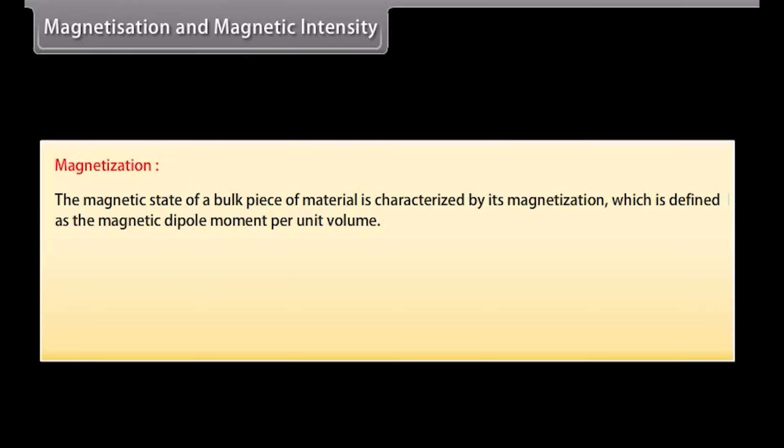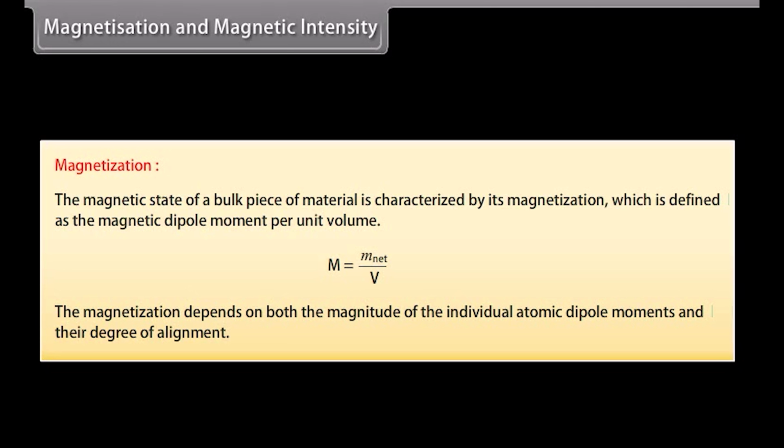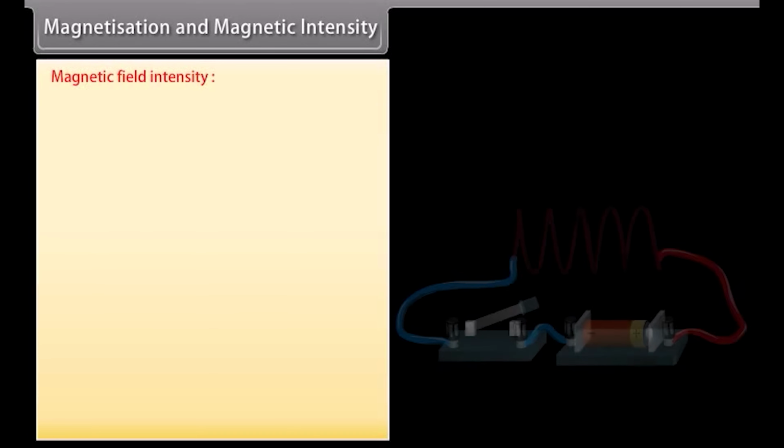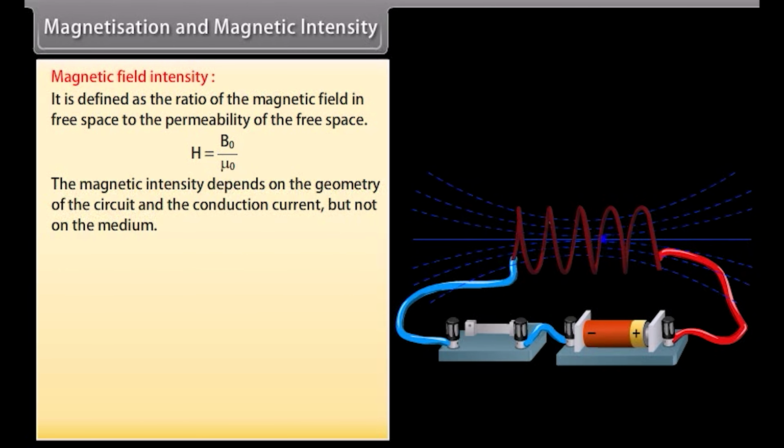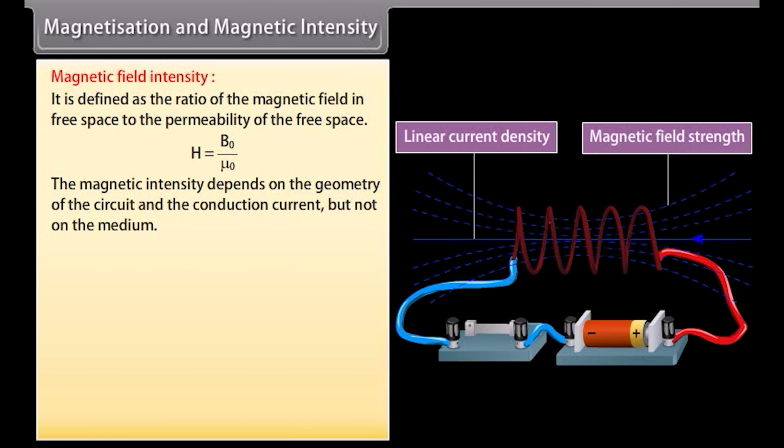Magnetization and magnetic intensity. The magnetic state of a bulk piece of material is characterized by its magnetization, which is defined as the magnetic dipole moment per unit volume. The magnetization depends on both the magnitude of the individual atomic dipole moments and their degree of alignment. Magnetic field intensity. It is defined as the ratio of the magnetic field in free space to the permeability of free space. H is equal to B naught divided by mu naught. The magnetic intensity depends on the geometry of the circuit and the conduction current, but not on the medium.